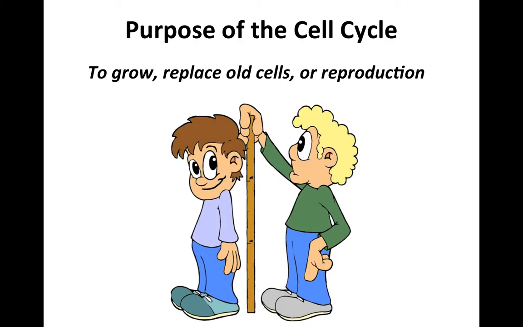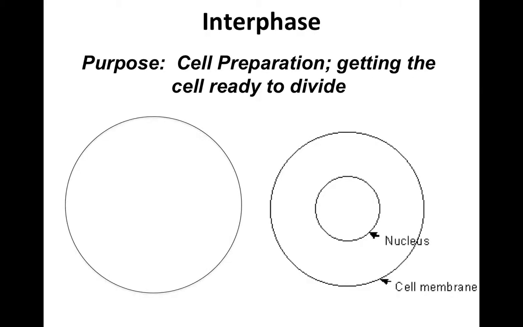So in your notes where you see interphase, why don't you guys put a number 1 beside that? So put a number 1 beside interphase, please. Okay, so what is going on in interphase? The purpose of it is basically called cell preparation. We're getting the cell ready to divide. So please write down cell preparation, getting the cell ready to divide.